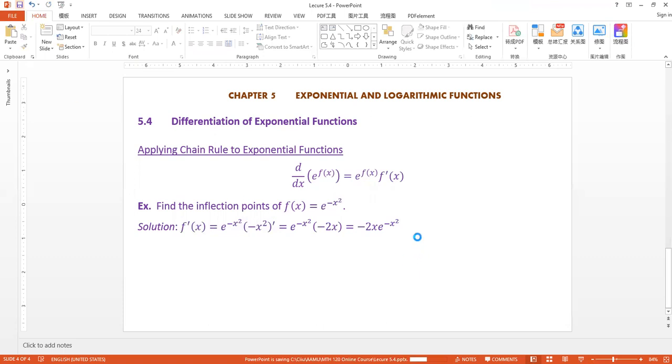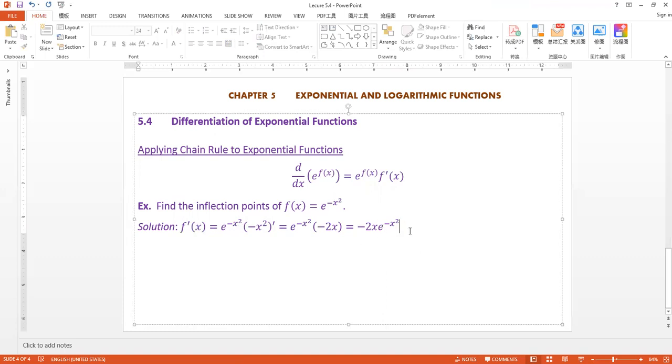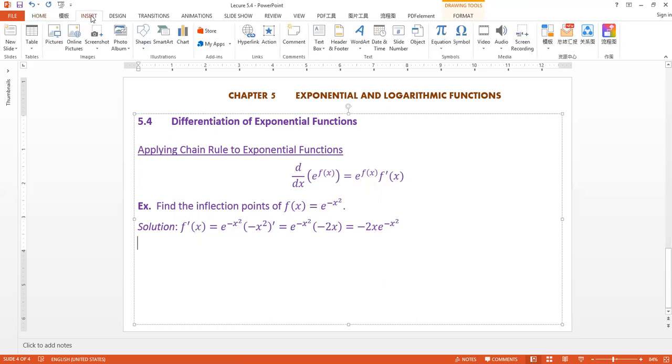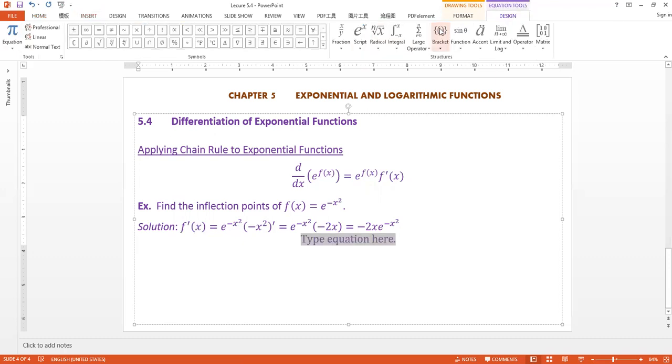And then we need to find the inflection points. So we need to take the second derivative. So we need to take the derivative of this negative 2x e to the negative x squared. In order to do that, we're going to use another rule, as you see. That's the product rule.